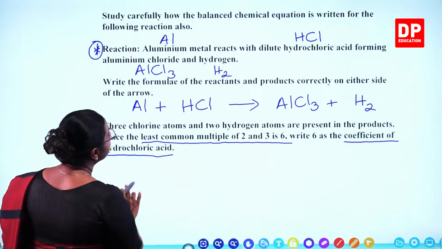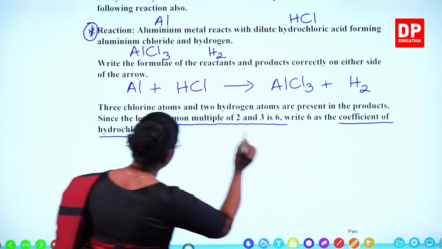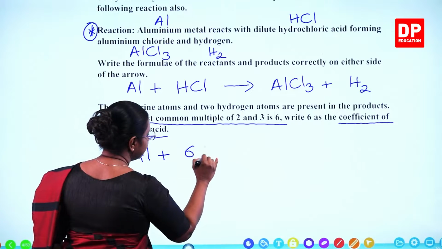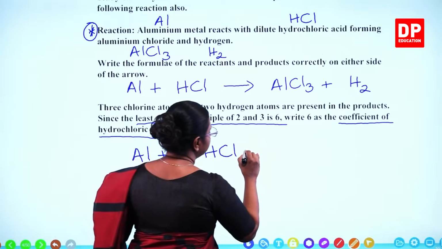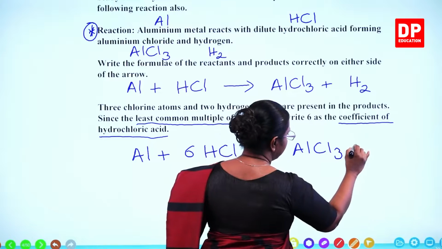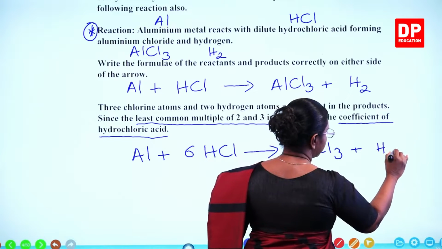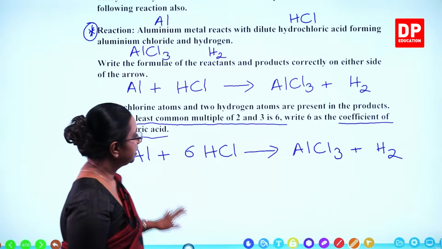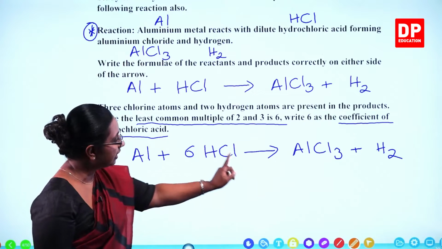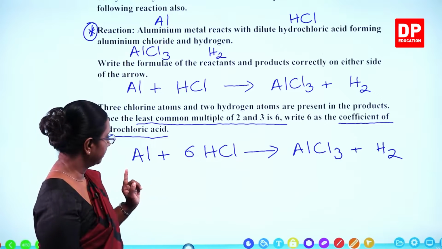If I rewrite that equation like we did before, Al plus 6 HCl giving rise to AlCl3 plus H2. Now, is it balanced? You have 1 aluminium, correct.